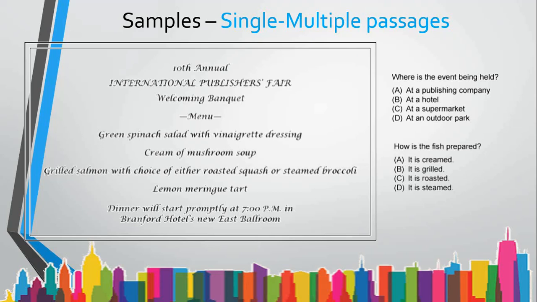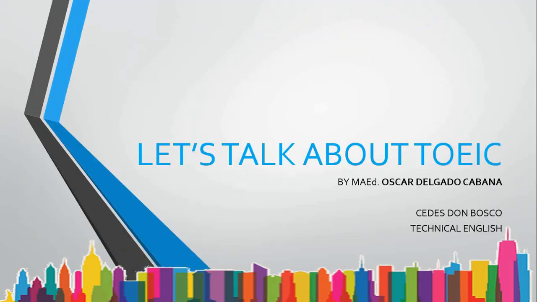The first question asks, where is the event being held? The right answer is at a hotel. Second question, how is the fish prepared? And the answer is grilled. It is grilled. Now it's your time for taking the quiz for this part.